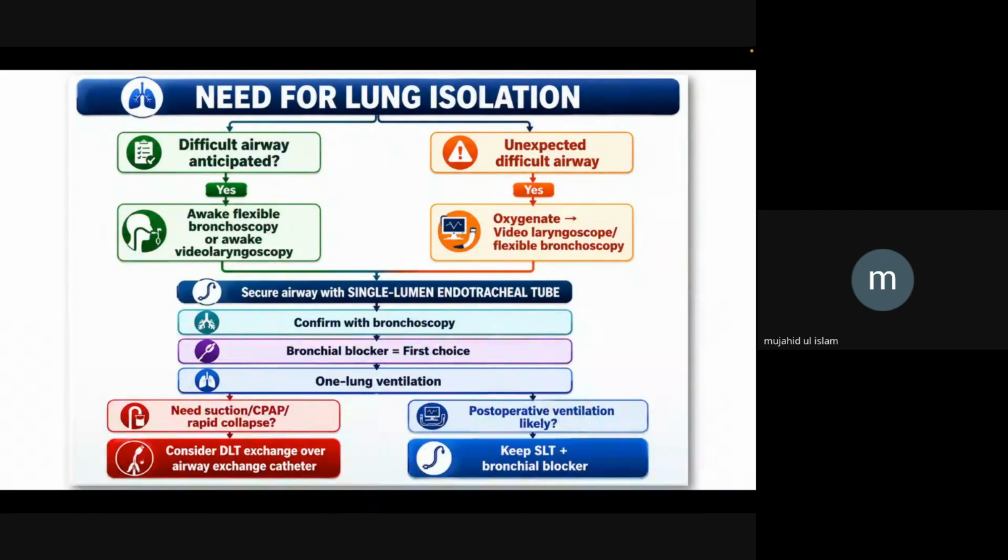The key message is simple. Secure the airway first, isolate the lung second. In the difficult airway, a single lumen tube with a bronchial blocker is the safest initial strategy, while conversion to a double lumen tube should be reserved for selected cases where its specific advantages outweigh the risks of airway exchange.